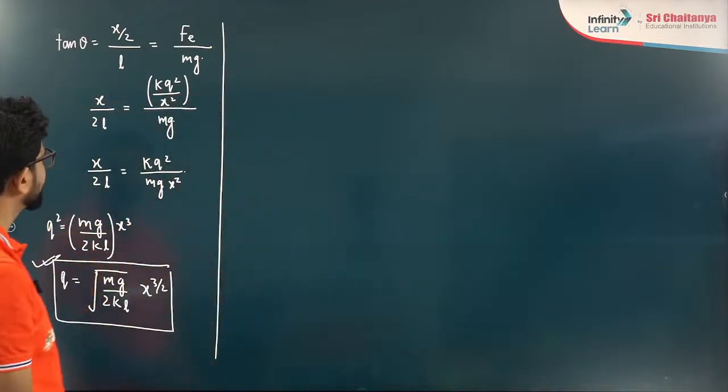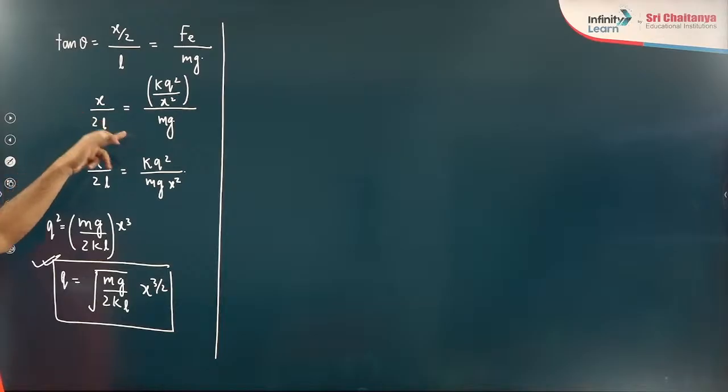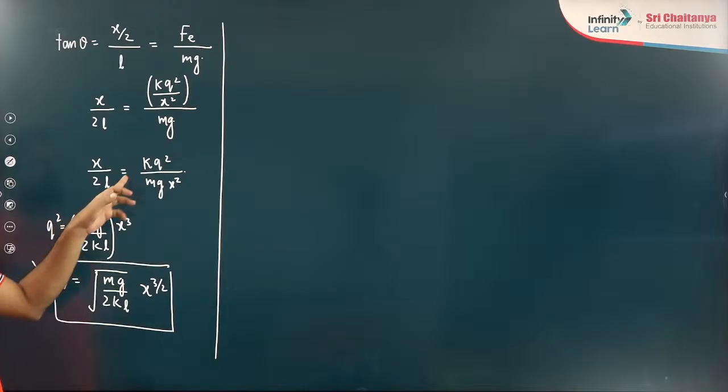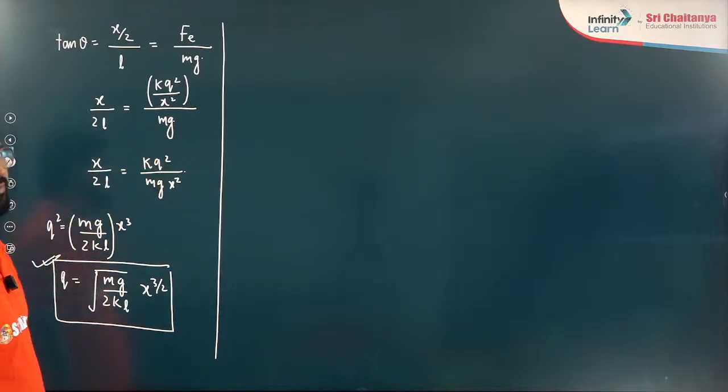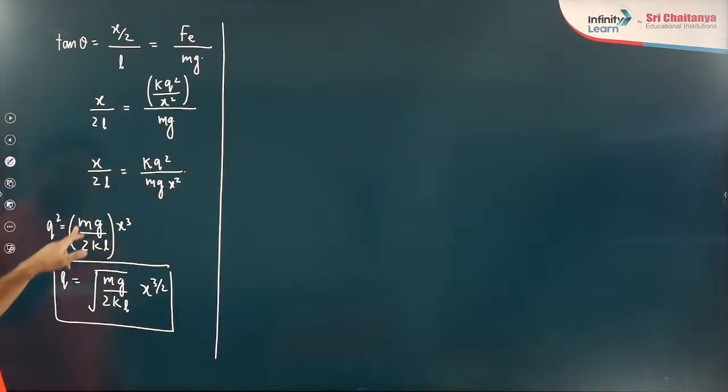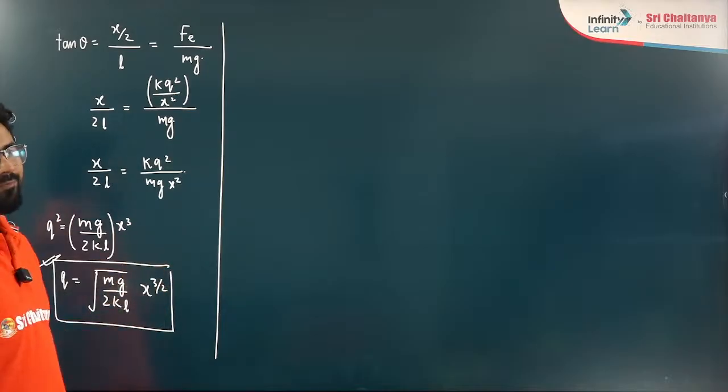I'm repeating again. This was x by 2l is equal to kq square by x square upon mg. That means x by 2l is equal to kq square by mg into x square. I am taking x square this side and mg also this side, k is also this side, so I am keeping only q square. So this becomes mg into x cube divided by 2kl is equal to q square. That means q is equal to under root of mg by 2kl x to the power 3 by 2.